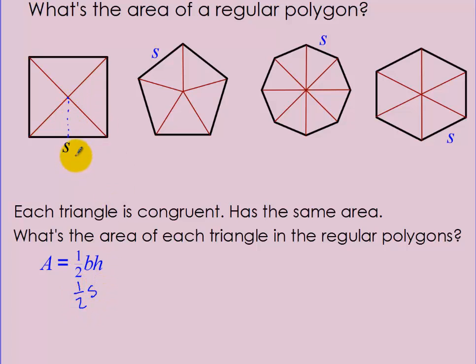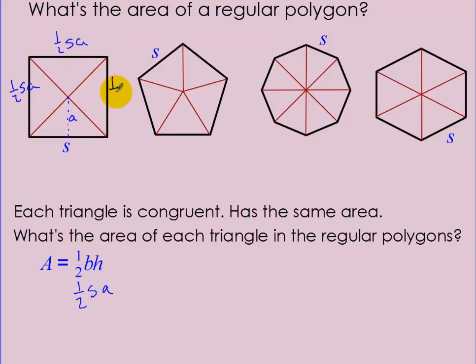We also have the height. What is the height of each of these? The height is going to be the apothem right here. So that's going to be your a. Instead of an h, it's going to be an a. Each of these triangles is going to have 1/2 times the side times a, plus another 1/2 times the side times the apothem, and so on. So it's going to be the same thing.